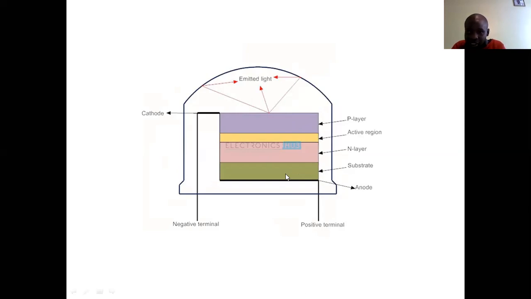So we have our substrate here. Then the N-type is placed just beneath the substrate. Then we have our active region. The active region is where recombination is going to take place. Then you have the P-type. So what happens is that when voltage is applied, recombination takes place. This is the active region, the region where light is emitted as electrons combine with the holes.